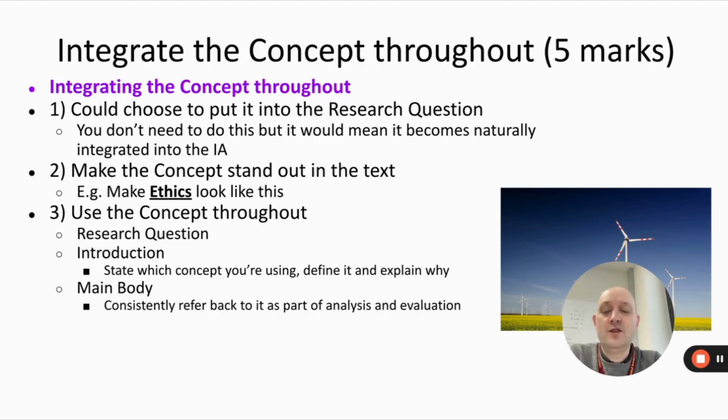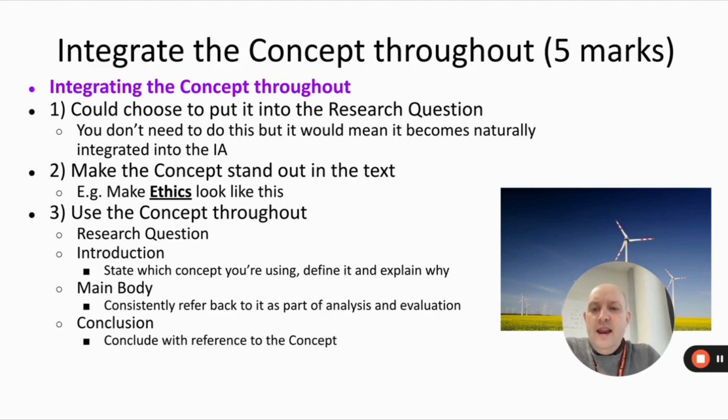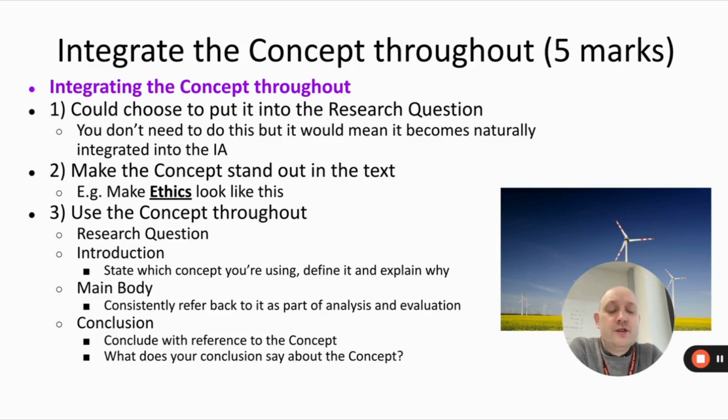In the main body, consistently refer back to it as part of your evaluation and analysis. So let's say, as per the last video, I recommended having 3 sections to your main body. In each of those 3 sections, you want to be referring to the concept. And you could do that at the end of that main section, by going back to your research question and applying the concept there. And in the conclusion, have your conclusion with reference to the concept, so use it throughout the conclusion. And then you could say, what does your conclusion say about the concept? So how does your research question and conclusion help you learn about that concept and what it means in a business context?